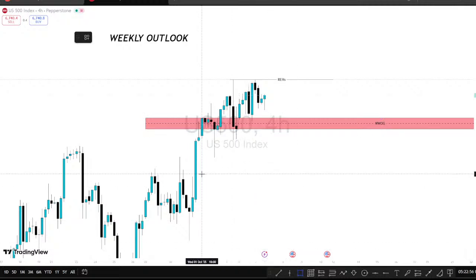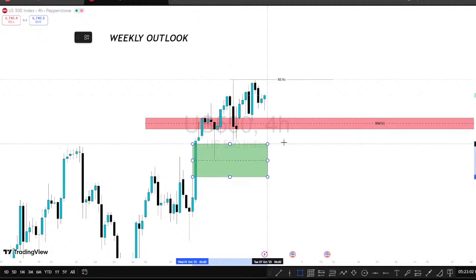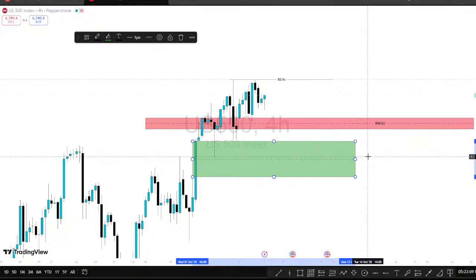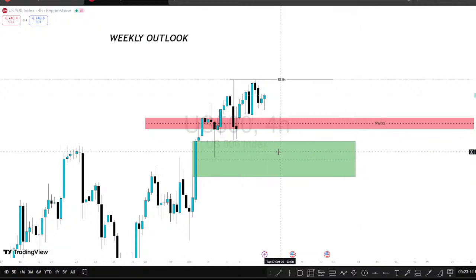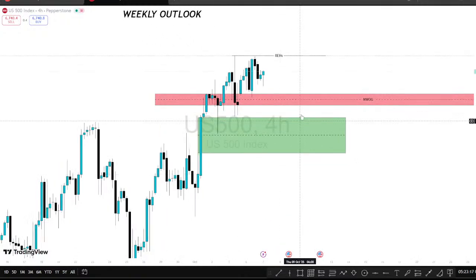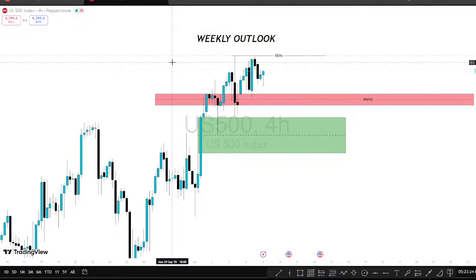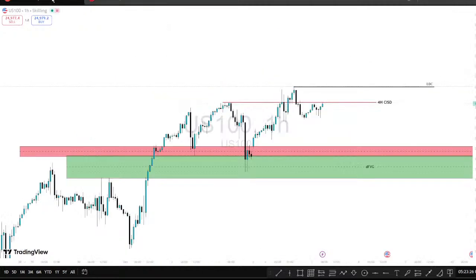We also have this 4-hour fair value gap. We noticed that we did not have the daily fair value gap, but you can see that we have a 4-hour fair value gap. So that is another important level to observe throughout the week as we anticipate higher prices. These are the levels that I want to see support price. If they are invalidated, then my bullish bias is also invalidated.